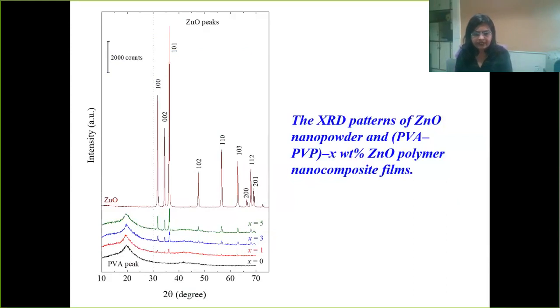The PVA and PVP blend has a hollow peak, but as we add the ZnO, we can see the presence of the ZnO peak, which shows that there is a dispersion of ZnO in the polymer. I plotted the graph between the ZnO concentration and the peak intensity of these materials, and obtained a linear graph that shows good homogeneity of the ZnO based films.